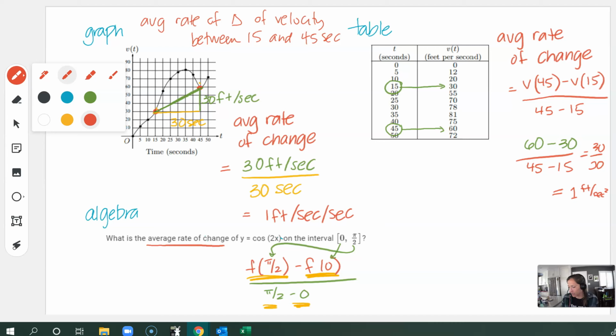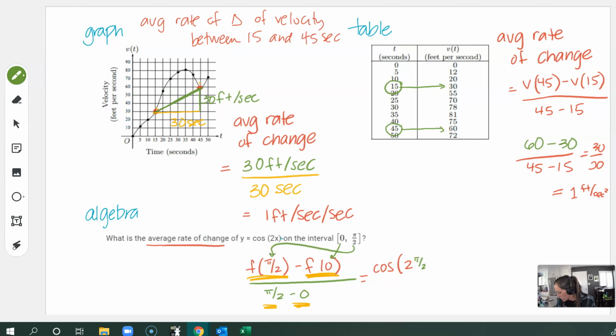Now it's been like a hot minute since we did any sort of trig, but we've got it. First one is asking me to find the cosine of 2 times this input, which is pi over 2, minus cosine of 2 times 0. Sorry, I'm being very inattentive about my color-coded notes. So this is asking for cosine of pi, and this is saying cosine of 0.